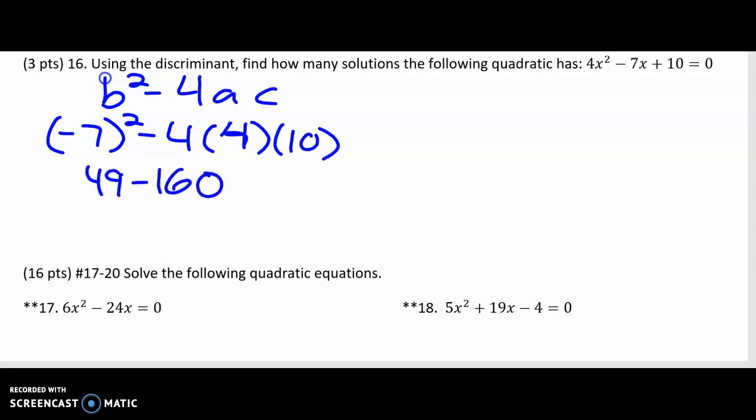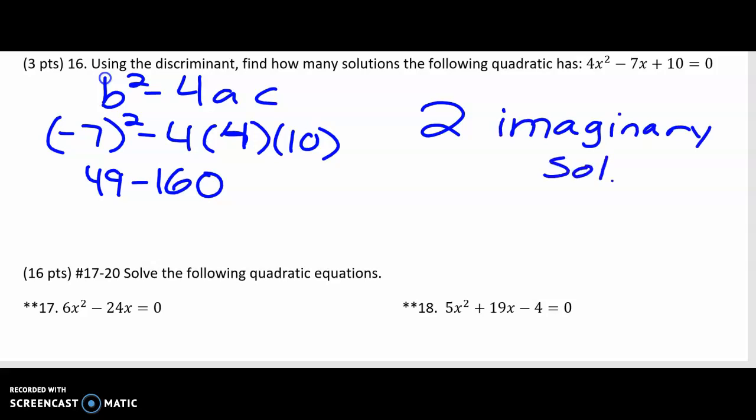Now remember, discriminant just tells you about the number of solutions, right? So all I care about is, is it negative, is it 0, is it positive? Right here I can clearly tell this is going to end up being a negative number, which would tell me that my solutions are going to be 2 imaginary solutions. Okay, I can see that. All right, that ends your multiple choice section.